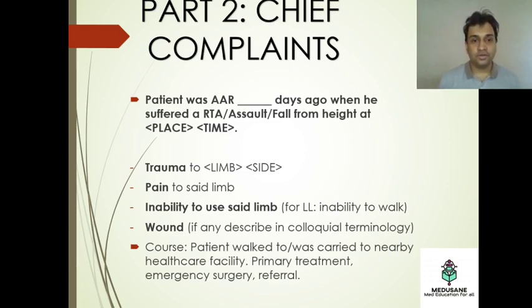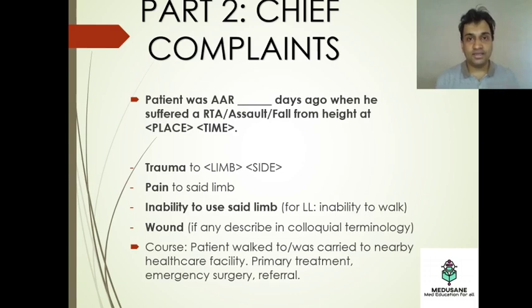Now this is important from different points of view. We'll get to this in some time. So whatever we say after this particular sentence is an offshoot of this sentence. So this is the first sentence in case of chief complaints. The patient was apparently all right so many days ago when he suffered a road traffic accident at this place at this time, and the patient complained of. And I draw your attention to the 4 points underneath.